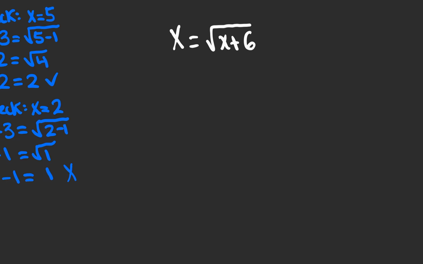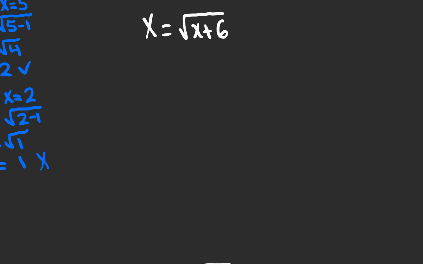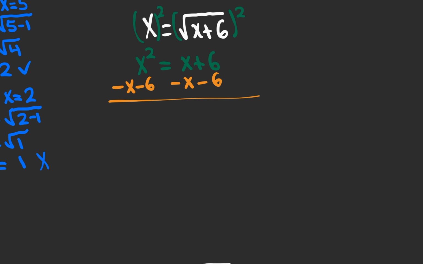Let's move on to the next question type. For the next one, we have x is equal to the square root of x plus 6. My first step is to square both sides. This will leave me with x squared on the left-hand side is equal to x plus 6 on the right-hand side. I will move all the terms to the side that contains the x squared, in this case, the left-hand side. So minus x, minus 6 on both sides. We combine like terms. There's no like term for x squared, nor minus x, nor minus 6. So this is equal to 0.